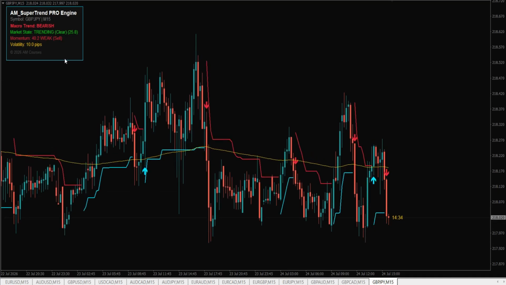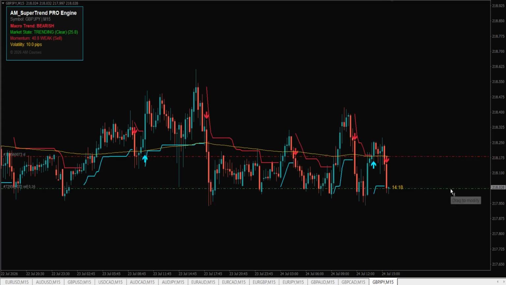This is the last trade of the video, and it's the one I actually want you to remember. A sell arrow prints. Macro trend says bearish. Market state says trending. But look at momentum once again. It says weak. Same condition that failed our checklist in the previous example. And there are two more warnings on this screen. Look at the arrow just before this one. It was a buy arrow.